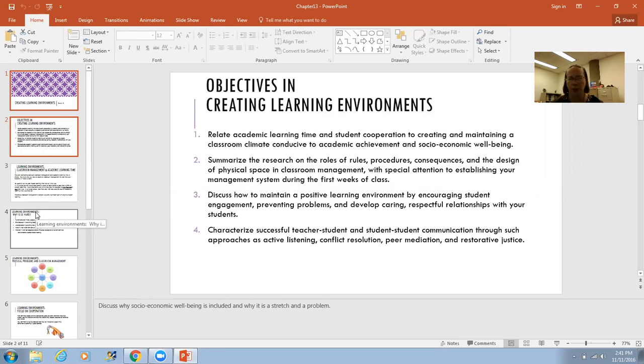Three, to discuss how to maintain a positive learning environment by encouraging student engagement, preventing problems, and developing caring, respectful relationships with your students. And four, to characterize successful teacher-student and student-student communication through such approaches as active listening, conflict resolution, remediation, and restorative justice.